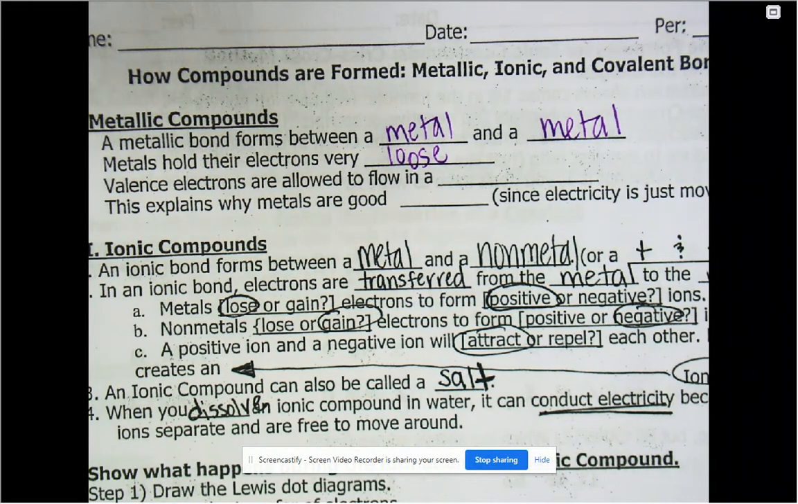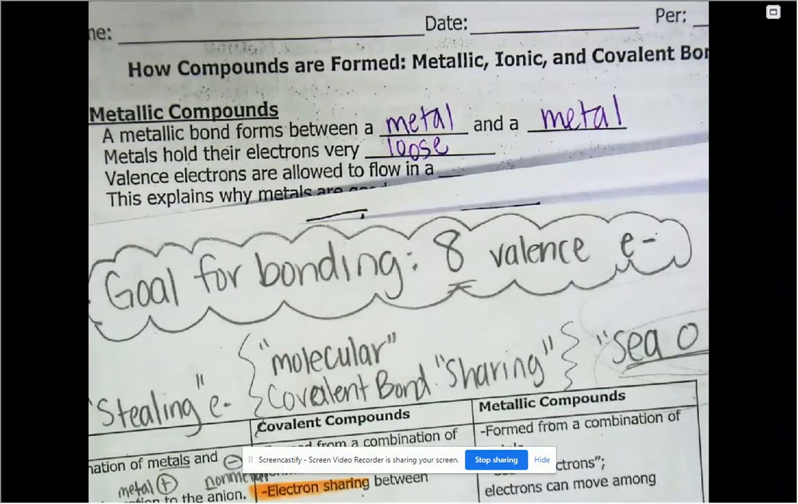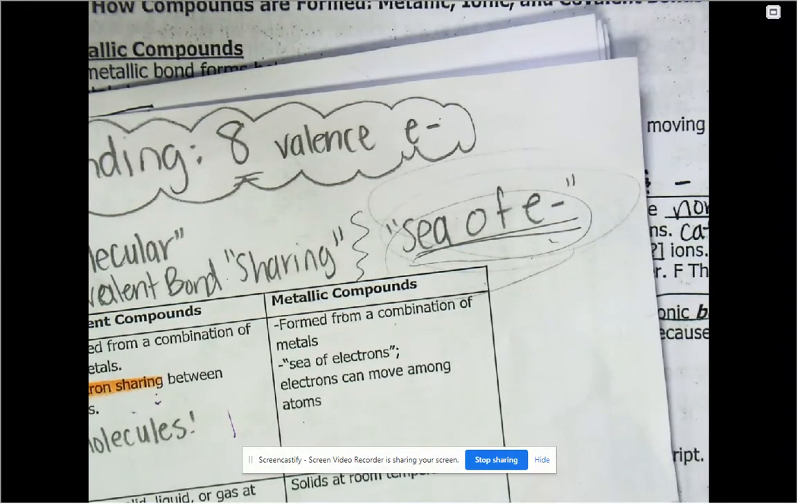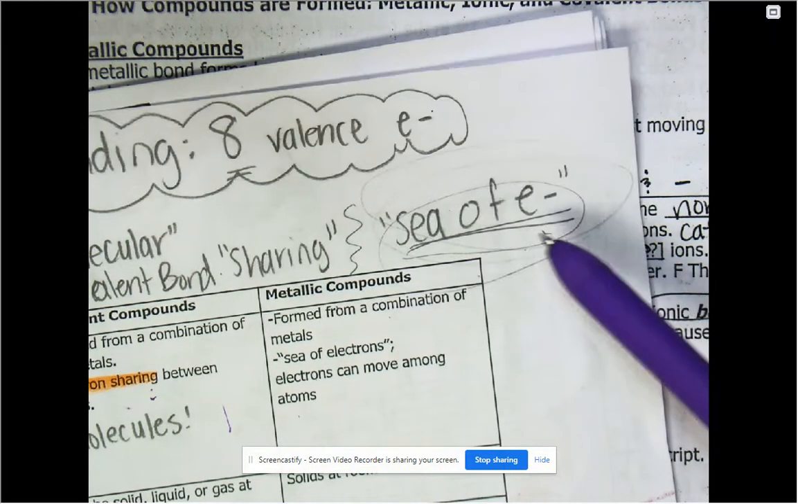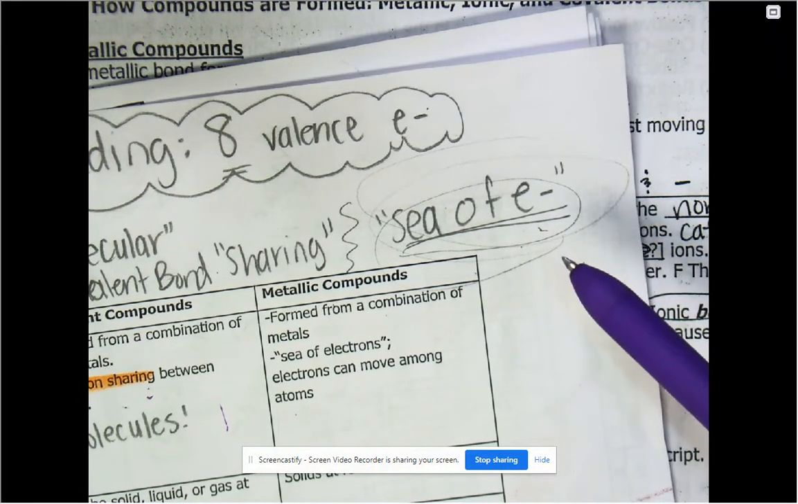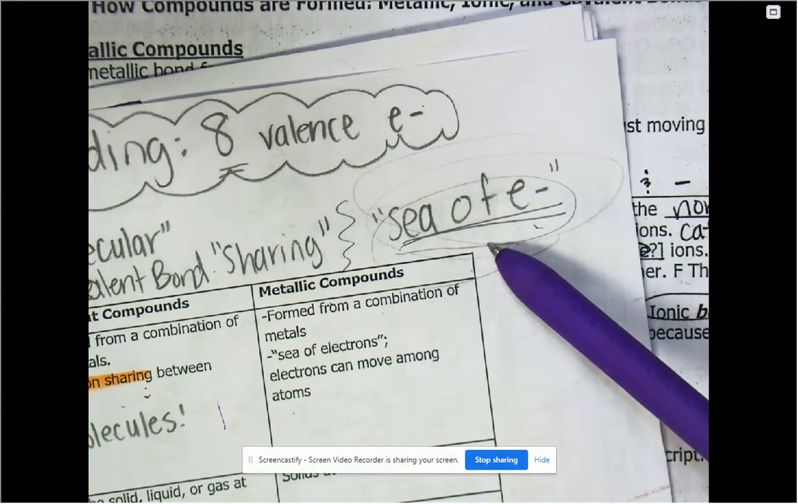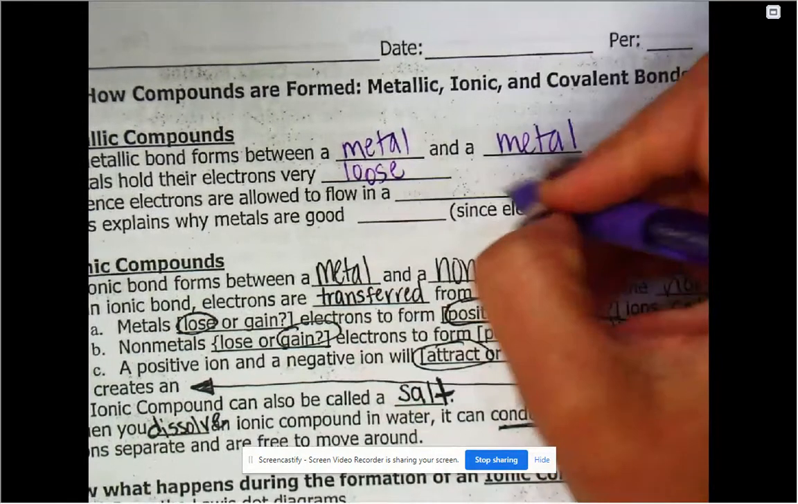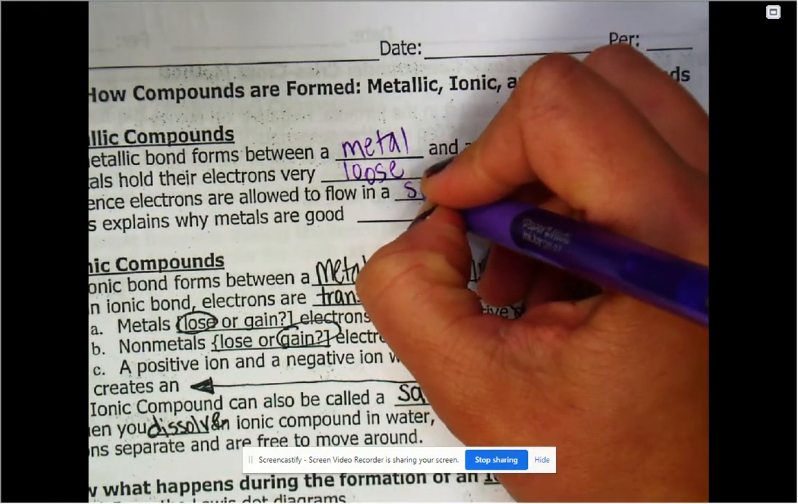Let's go to the first page. What did we write about metallic compounds, you guys? What did you say? I heard you say it. The sea of electrons. All right. So that's what we're dealing with here. So they're allowed to flow in a sea of electrons.